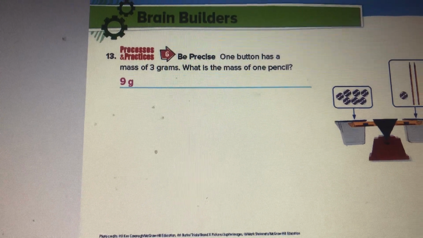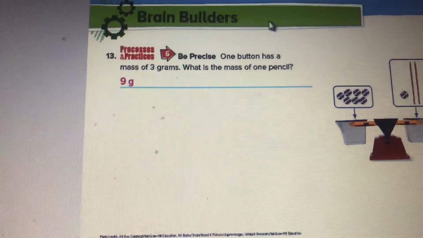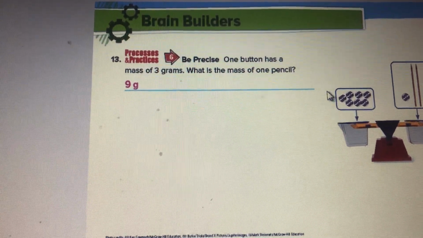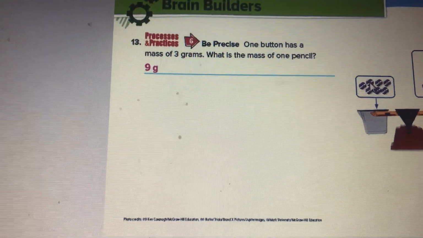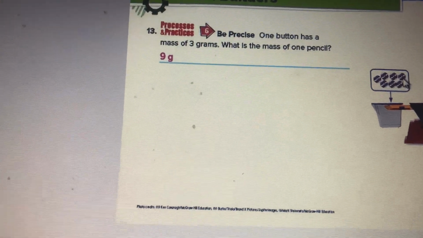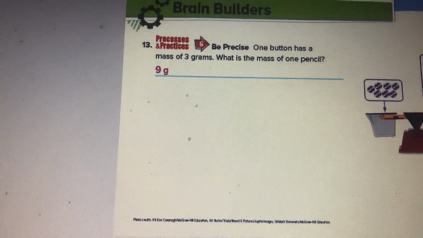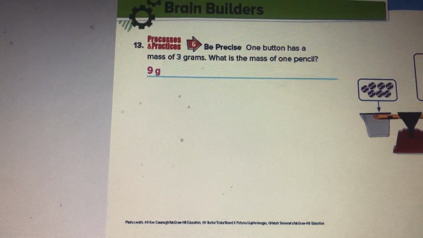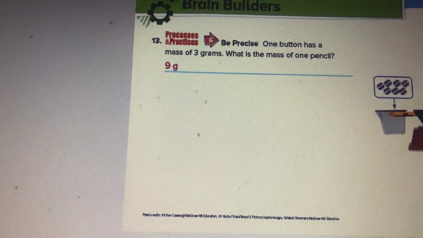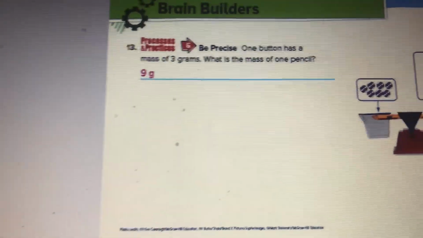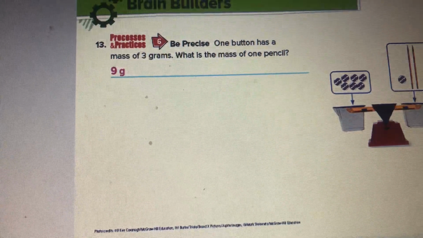Nine grams, okay? So 1 button has a mass of 3 grams. So 3, 6, 9, 12, 15, 18, 21, okay? I come over here, I take 21 minus this 3, would give me what, 18? And I'm left with 18 grams, so each one of these pencils must be 9 grams each, okay? Kind of a hard one.